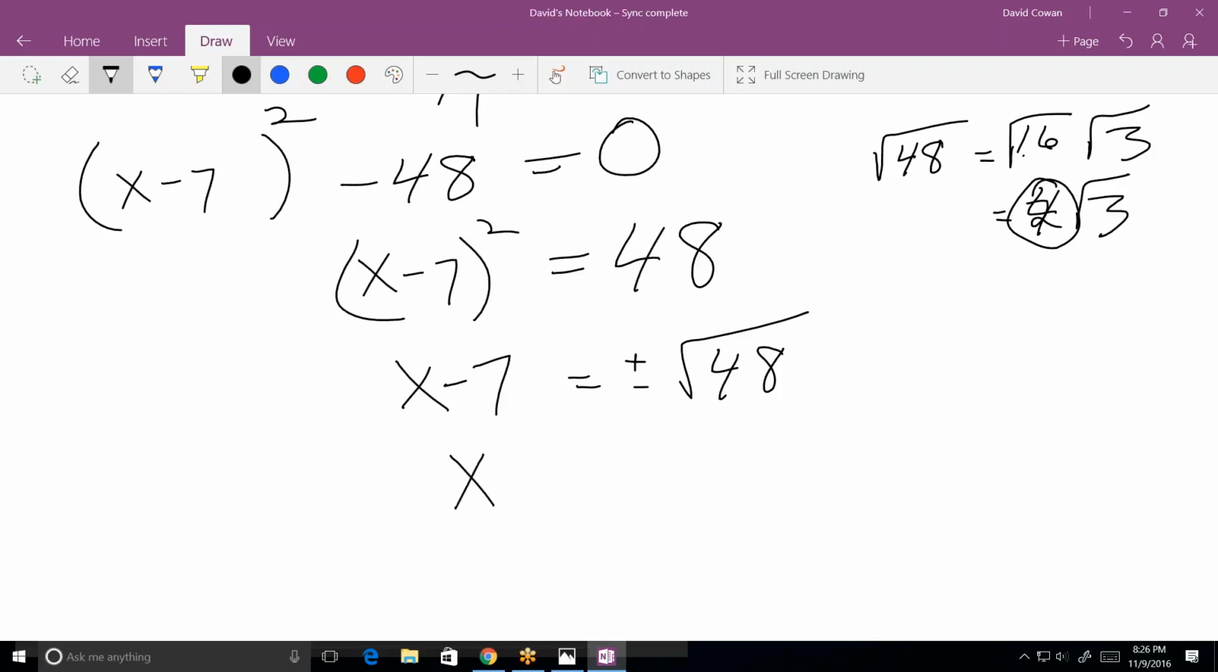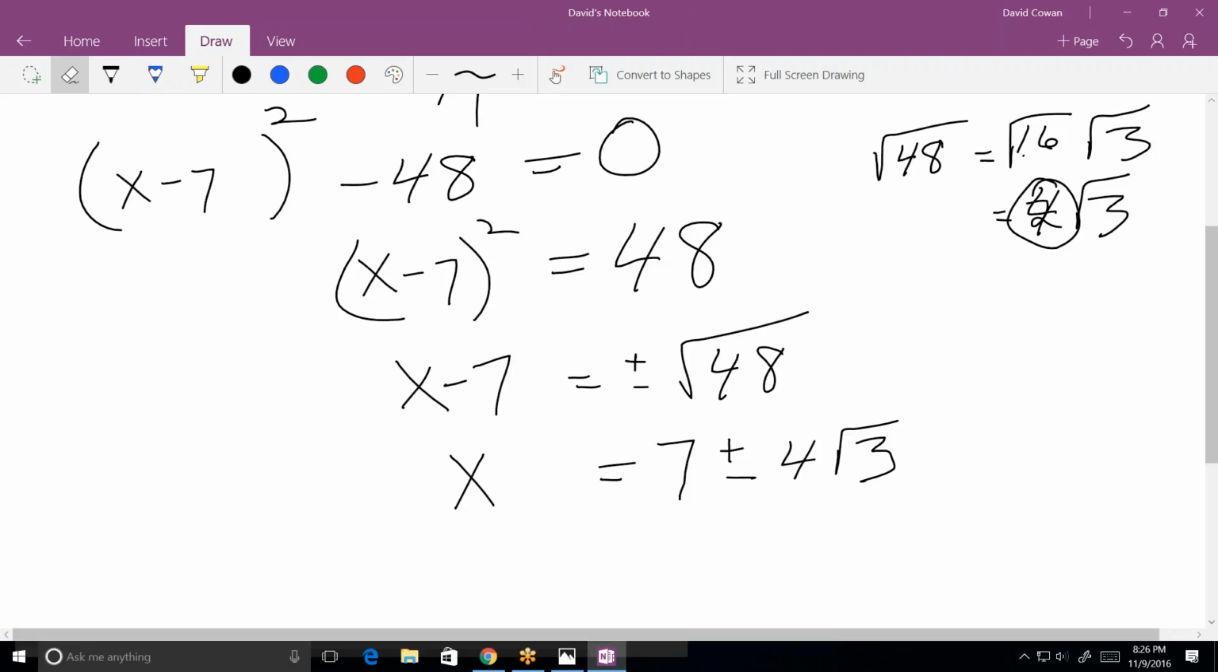So now I have x minus 7 equals plus or minus 4 root 3. Now what? Solving for x, we add 7 on each side, and I'm going to write it right there. Why? Because that's the typical format you find when you do the quadratic formula. The answers always look something like that, don't they? Some number plus or minus some radical.